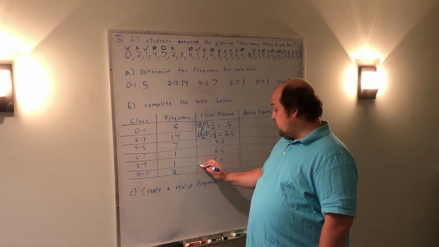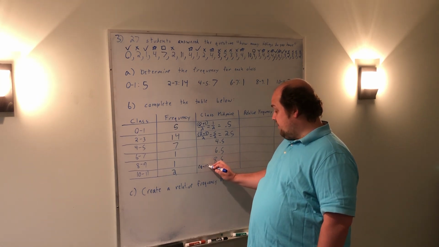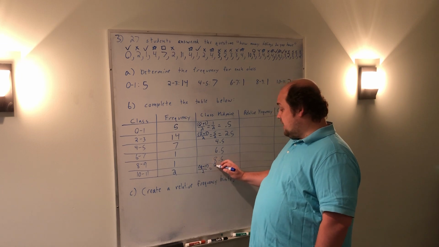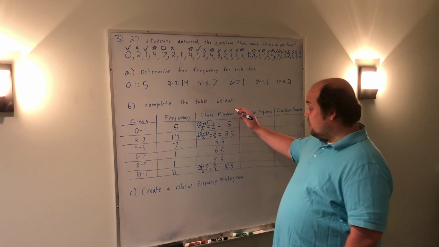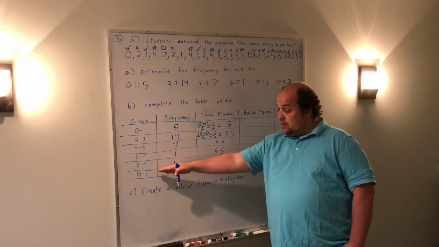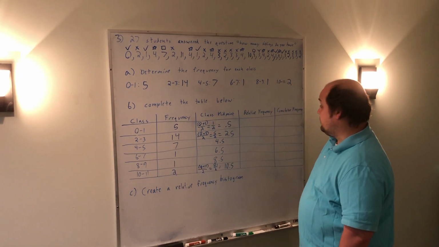So really, I'd want to check this one and do 10 plus 11 divided by 2. That'd give me 21 over 2, which is 10.5. So it does still follow the pattern, but really you always want to check the last class.